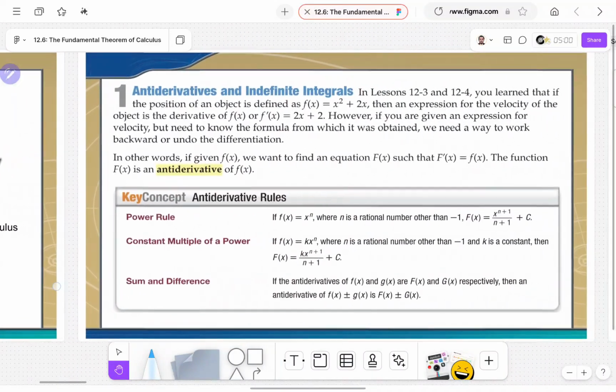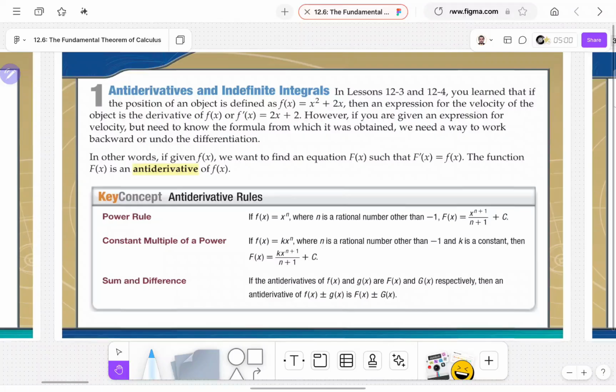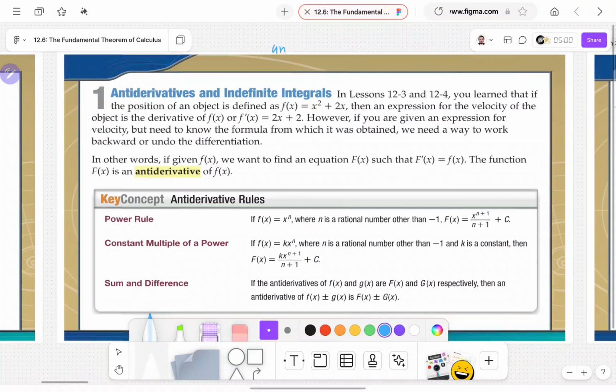Now let's start with the first part of the lesson, antiderivative and indefinite integral. An antiderivative and integration have the same idea. So if someone asks you what is the antiderivative and what is the integration, don't fall for this trick. Integration is the same idea as the antiderivative. If the question asks you to find the antiderivative, or find the integral of something, it's the same idea.